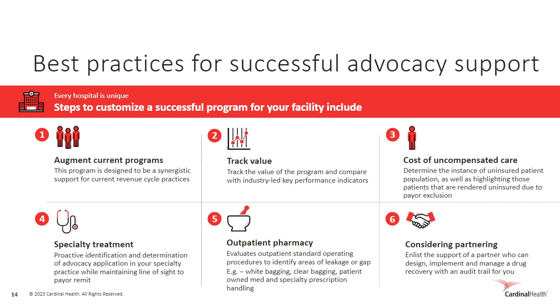That's actually really good. Looking down at number four, what can advocacy do for your specialty treatment? It's really a proactive identification and determination of advocacy that's critical in sustaining our outcome. But at the same time, maintaining line of sight to payer remit. Like we talked about earlier, we can request 100,000 copay cards, but if the insurance isn't going to pay, you'll never recognize a dollar of that advocacy.